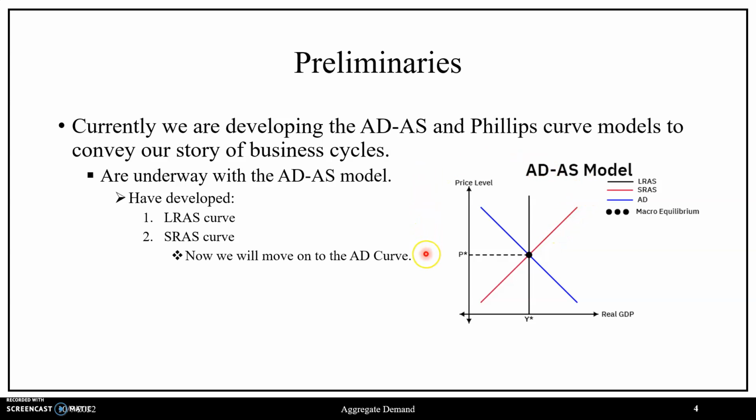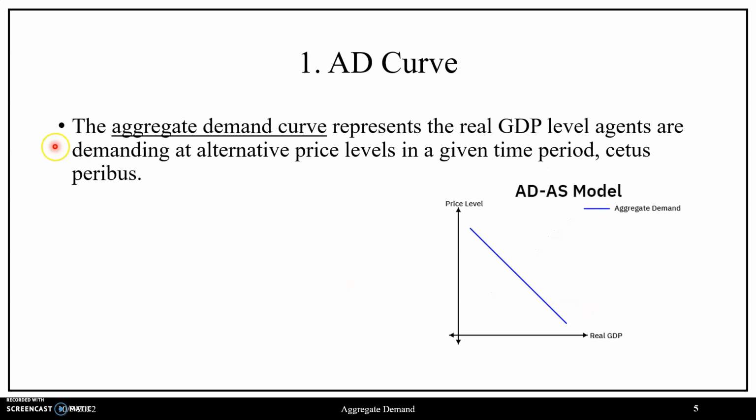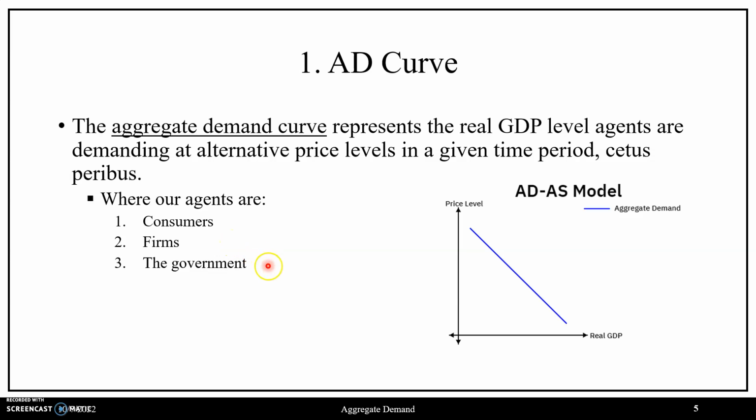Now we'd like to conclude our discussion on the component aspect of our model by developing the aggregate demand curve, where the aggregate demand curve represents the real GDP level agents are demanding at alternative price levels in a given time period, holding all else fixed, where our agent types will be consumers, firms, the government, as well as foreign agents. Considering our aggregate demand curve, we see that the price level is on the vertical axis and quantity of real GDP is on the horizontal axis, and in terms of our curve itself, we see that it's this downward sloping curve here in blue.